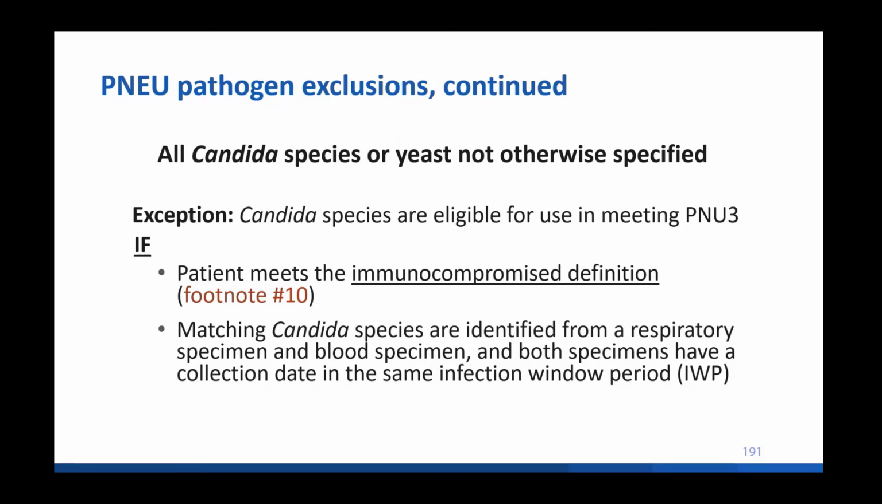The only exception to these pathogen exclusions is when meeting the Pneumonia 3 for immunocompromised patients. In that situation, if there is a matching Candida species isolated from both a respiratory specimen and a blood specimen, and these two cultures can be used to meet the Pneumonia 3 definition, then Candida is an eligible pathogen. Otherwise, Candida is only eligible as a pathogen when isolated from lung tissue or pleural fluid.